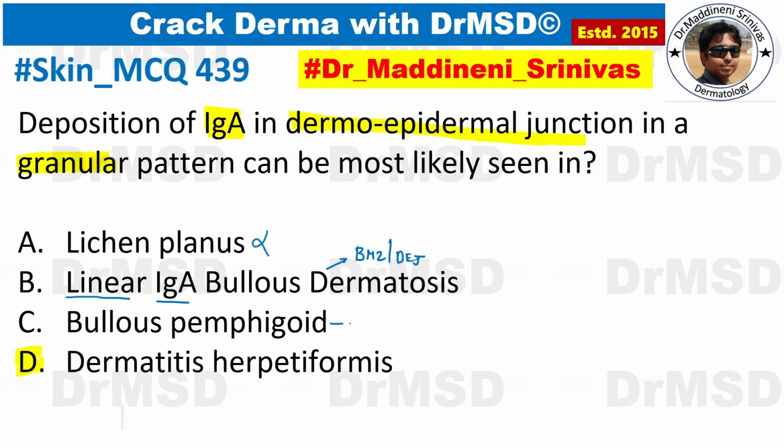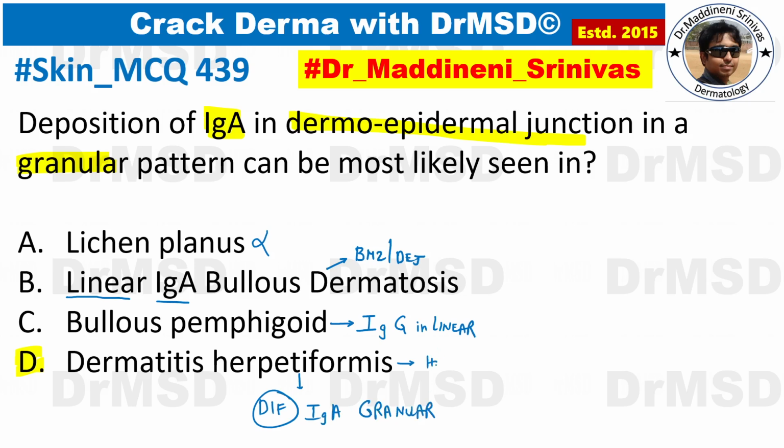And in bullous pemphigoid, which is a subepidermal blistering disorder, there will be deposition of IgG in a linear fashion. Whereas in dermatitis herpetiformis, both DIF as well as histopathology are important, and the DIF finding is already given in the question. So it will be IgA deposition in a granular pattern.